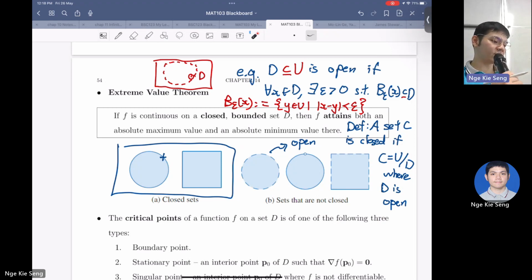So if F is continuous on this closed and bounded set, then it attains both an absolute maximum and an absolute minimum value. Maybe we are not too rigorous, but let me tell you a bit why this closed and bounded condition is kind of important here.